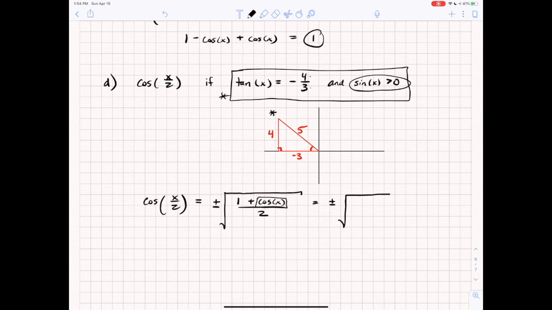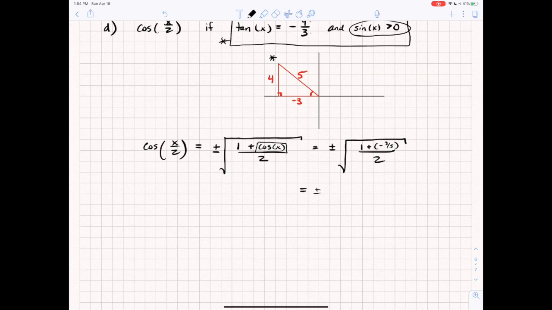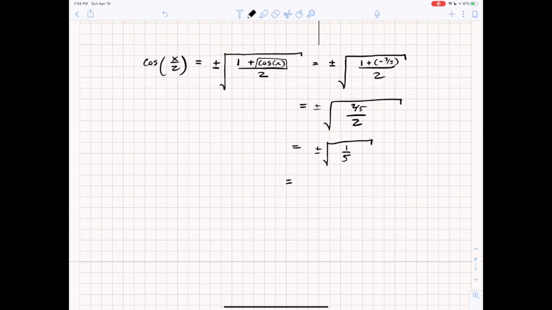Cosine of x is negative 3 over 5. So I can say 1 plus negative 3/5 all over 2, which means I can simplify this down a little bit more. 1 plus negative 3/5, or 1 minus 3 over 5, is 2/5 divided by 2. The 2's would cancel, so I'd get plus or minus radical 1 over 5. Breaking this up, this will give me plus or minus the square root of 1, which is 1. Root 5 I can't take, and then to rationalize this, I get root 5 over 5. So in other words, this is what cosine of x over 2 is.